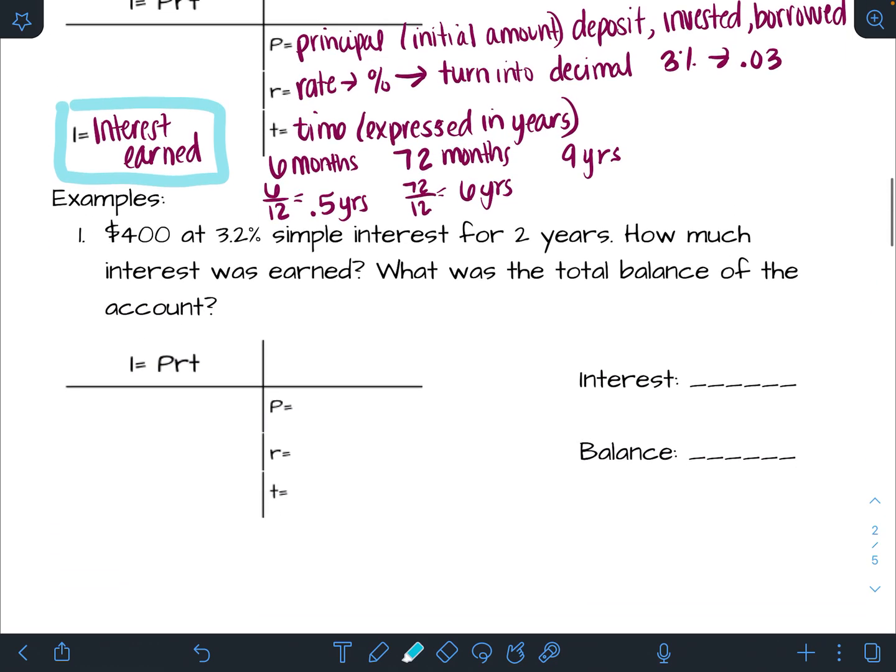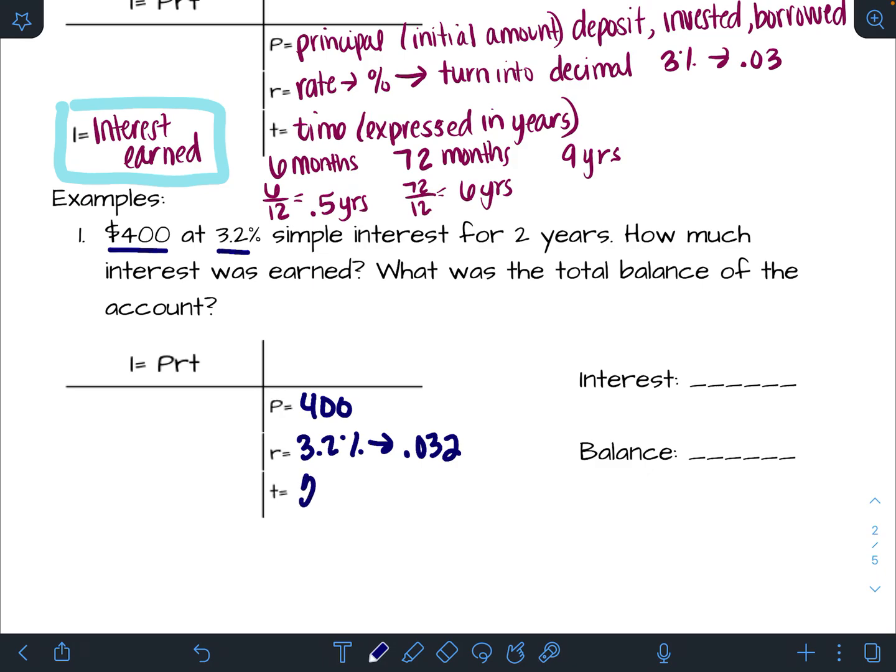So let's look at an example of one of these problems. I know that I have $400, so that's my principal. I have a rate of 3.2% simple interest, which I know I would divide that 3.2 by 100 and get 0.032.